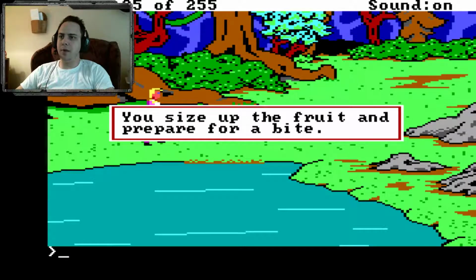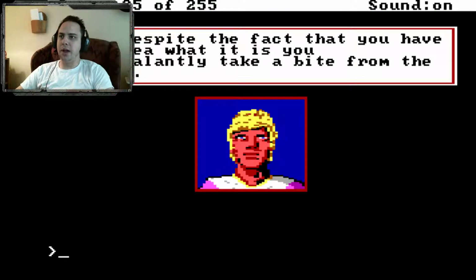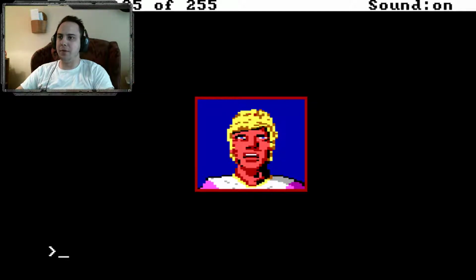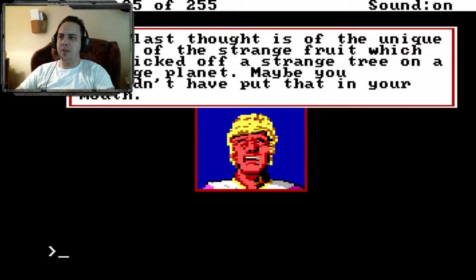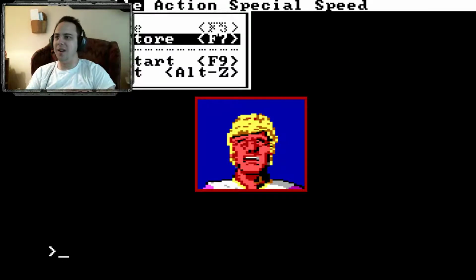You size up the fruit and prepare for a bite. Okay, despite the fact that you have no idea what it is, you nonchalantly take a bite from the fruit. Oh! The strange taste is followed by severe convulsions, a tightening of your lungs, gagging, and unfortunately, death. Your last thought is of the unique taste of the strange fruit which you picked off a strange tree on a strange planet. Maybe you shouldn't have put that in your mouth. Oh, you.